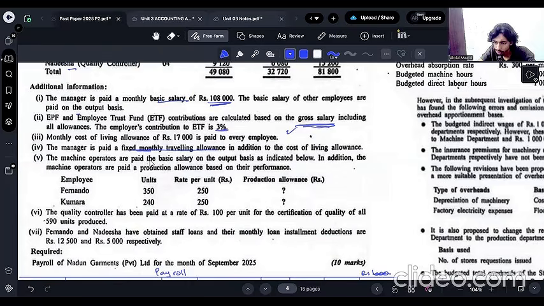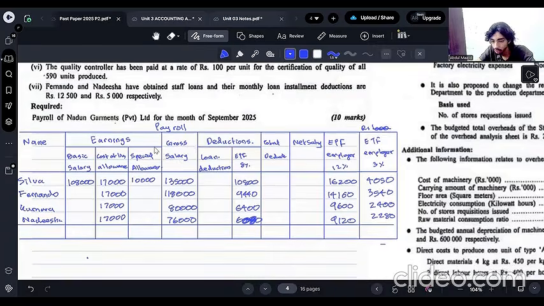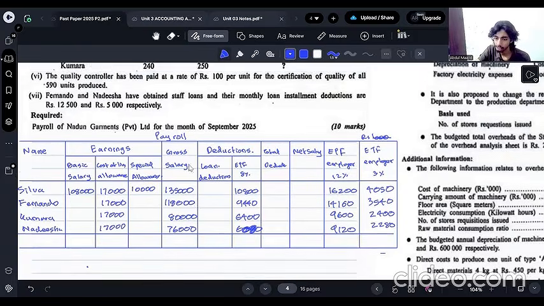The machine operators are paid the basic salary on the output basis as indicated below. In addition, the machine operators are paid a production allowance based on their performance. Now, the manager is getting a traveling allowance separately. The production employees are getting a production allowance. If you want, you can show it separately. You can put a traveling allowance column and a production allowance column, but if there's not enough space, you can combine them and say special allowance for both of them. Then you can also show it separately.